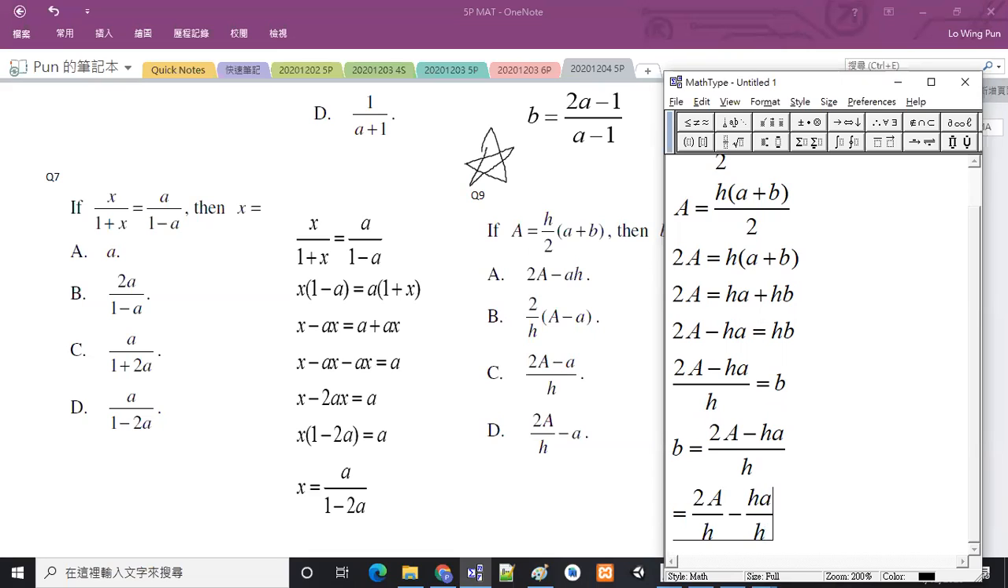We need to split the fraction back into two fractions. Okay? Can you understand this step? I just separate the two terms into two fractions with the same denominator.